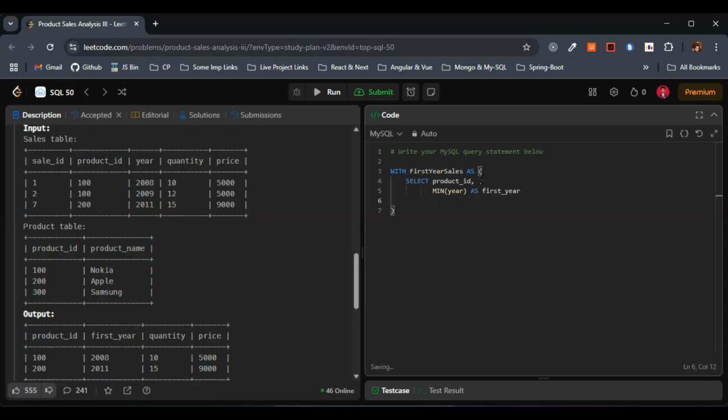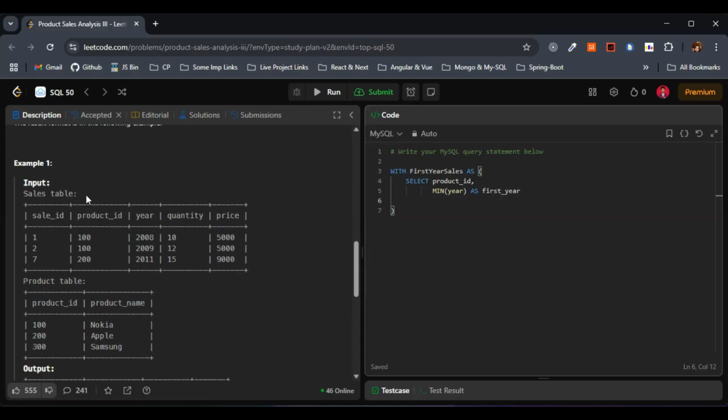So the next step here is this is coming from the sales table, right? So this is coming from the sales table. So let me write from, and let me copy here sales. Let me give here sales, right?